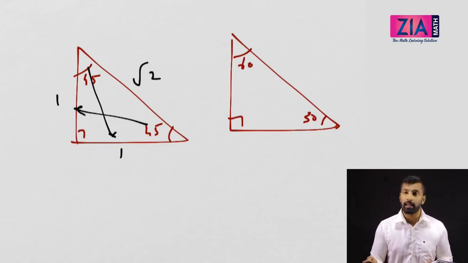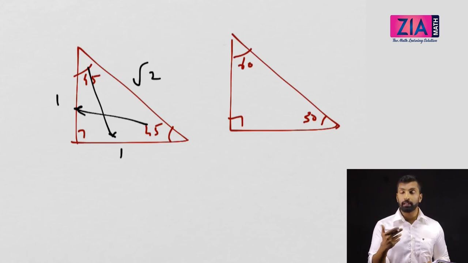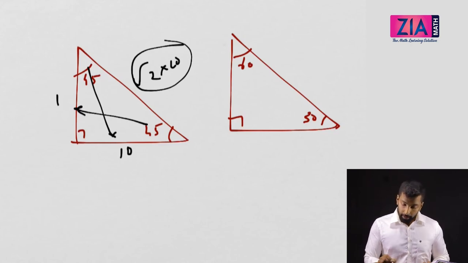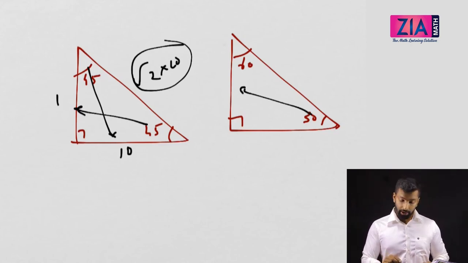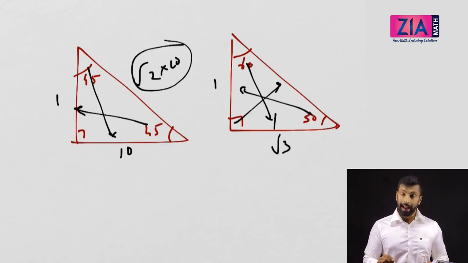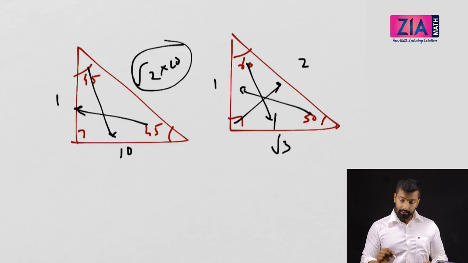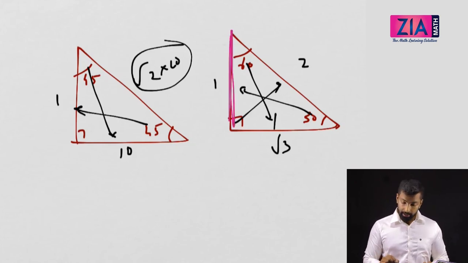Again by using Pythagoras theorem only. But if you know this, now if I tell you this is 10, you can just multiply by 10 and you can get the answer here also. So what about this one? Opposite of 30, that is the smaller one, that is 1. Opposite of 60 is root 3 and 90 is 2. 1, root 3, 2.